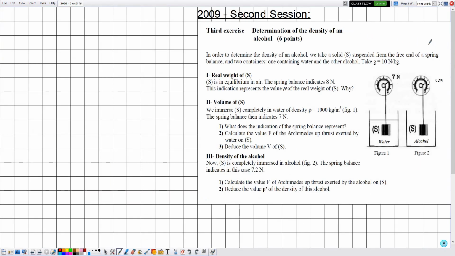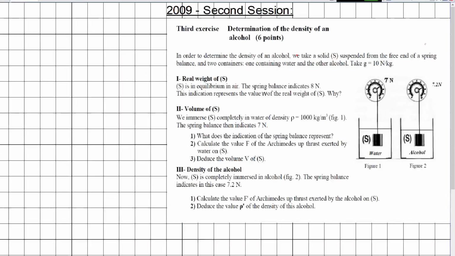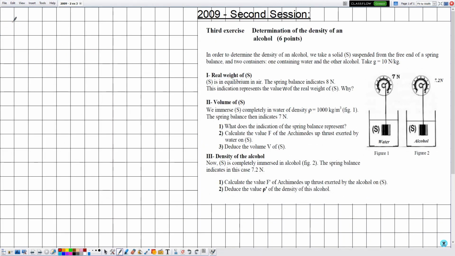In order to determine the density of an alcohol, we take a solid S suspended from the free end of a spring balance and two containers, one containing water and the other alcohol. Take g equal to 10 newtons per kilogram. Notice that till this moment they didn't mention anything about figures 1 and 2, so we are not allowed to use them.